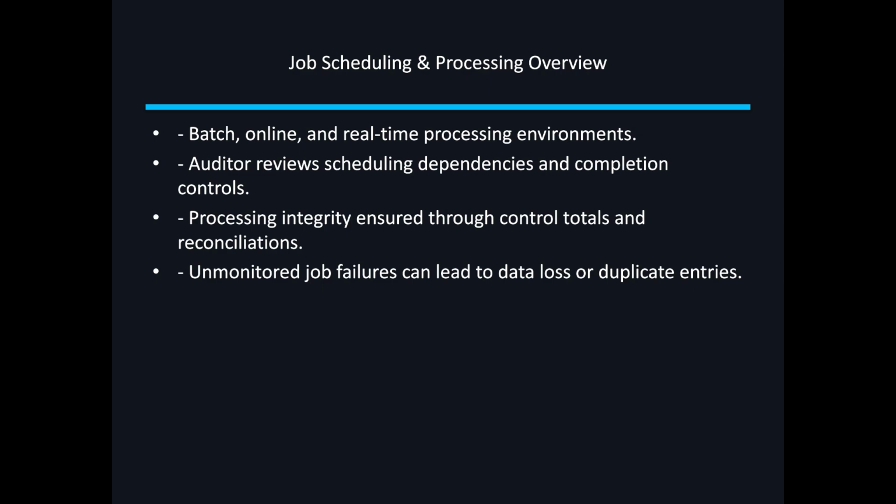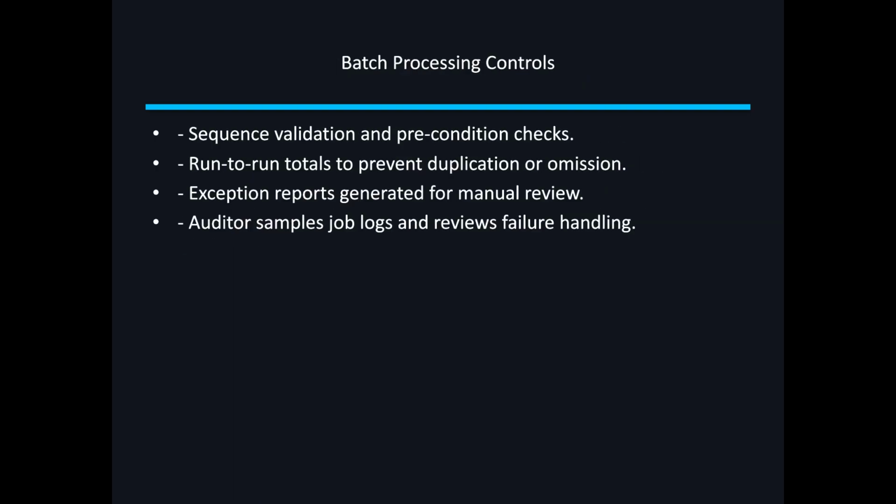Deep diving into batch processing. Batch jobs process data in groups, for example, payroll calculation, invoice generation, or database reconciliation. Such processes are usually scheduled to run during non-peak hours to reduce system load. As an auditor, they can focus on verifying that batch jobs are scheduled in correct sequence and depend on successful completion of prerequisite tasks.